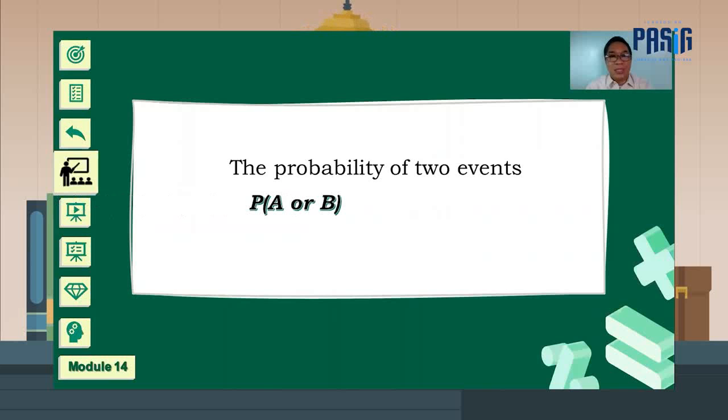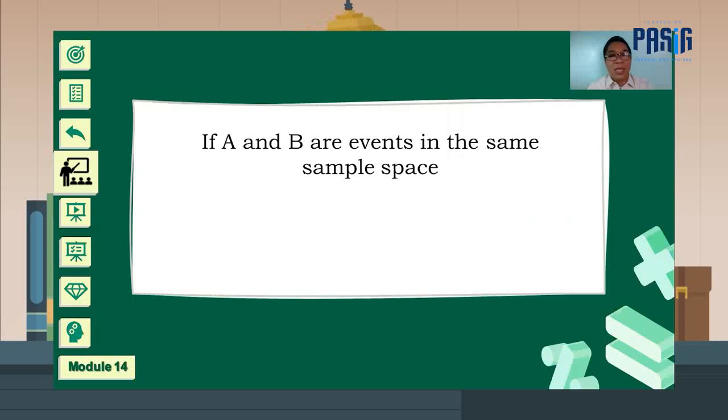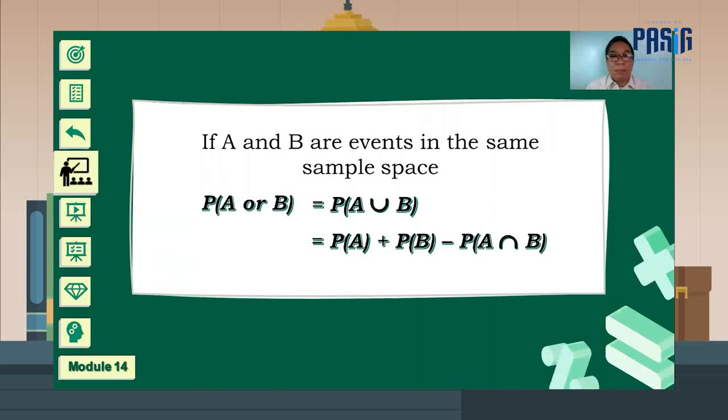Probability of A or B is equal to the probability of A union B, which is equal to probability of A plus probability of B. If A and B are events in the same sample space, probability of A or B is equal to the probability of A union B minus the probability of A intersection B. So you have probability of A plus probability of B minus the probability of the intersection of the two events.